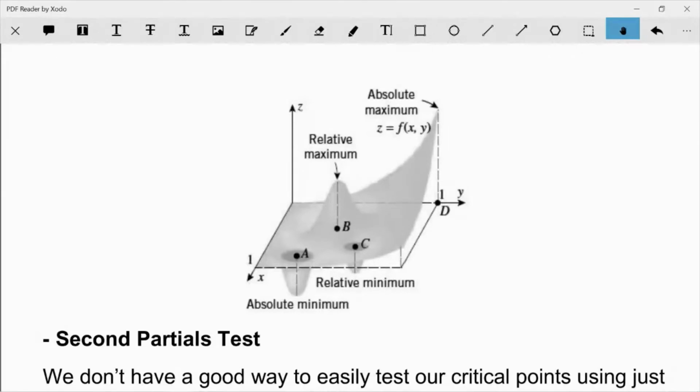It looks like sort of a square region. I guess it is a square region that we have defined here. And my absolute minimum would be my lowest function value on that same square region.